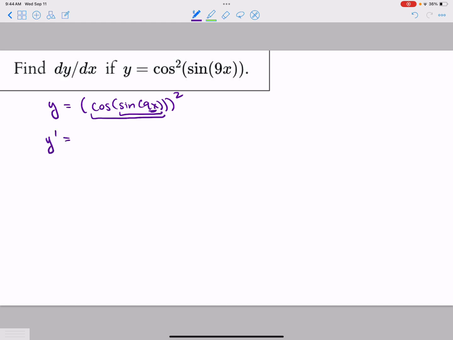So the most outside function is the squared. The derivative of something squared is 2 times your something times something prime. So another way is 2 times the cosine of sine of 9x times the derivative of cosine of sine of 9x. So the next step, I'm going to work on the derivative of this piece. So the first part stays the same.